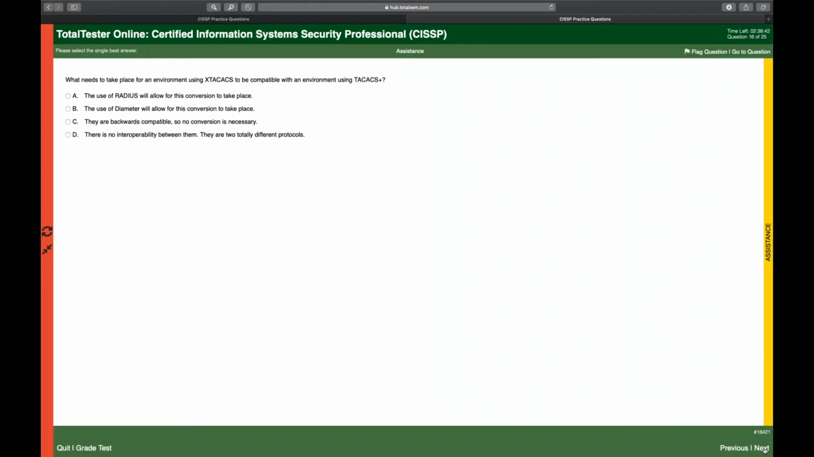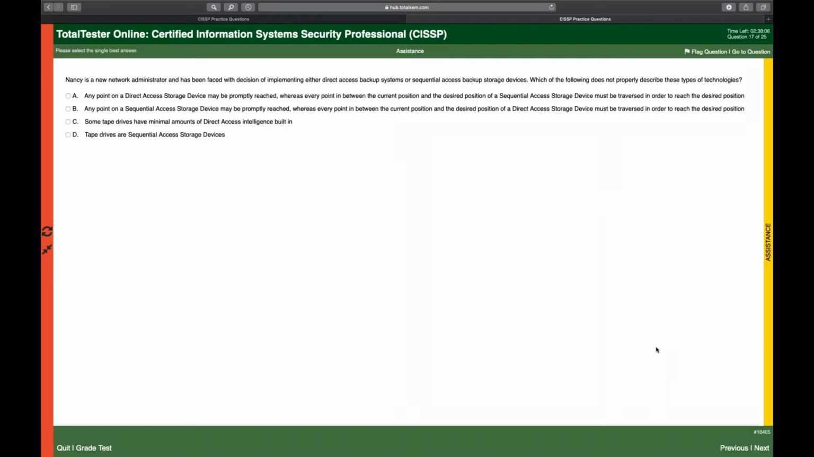I'm not really sure. All right, the correct answer is actually Delta. There's no interoperability between them. They're totally different protocols. I originally thought that the first one was TACACS, they added additional functionality and created X-TACACS, and then created more functionality on top of that and came up with TACACS Plus. But evidently that is not the case. They're totally different protocols and they're not interoperable. Trick question.